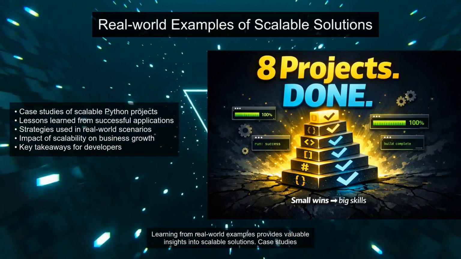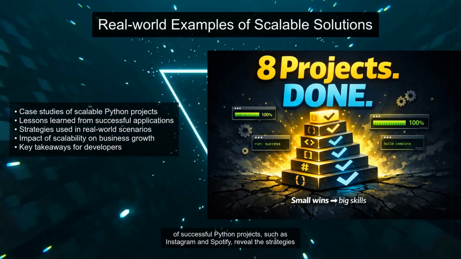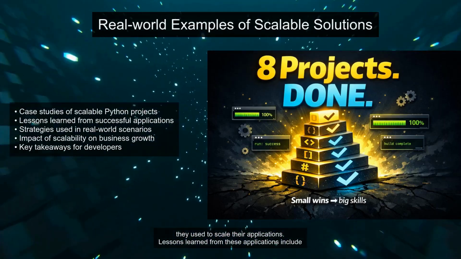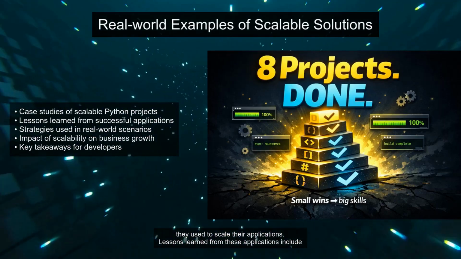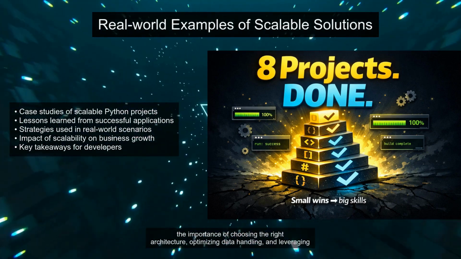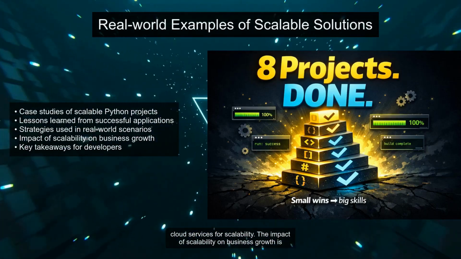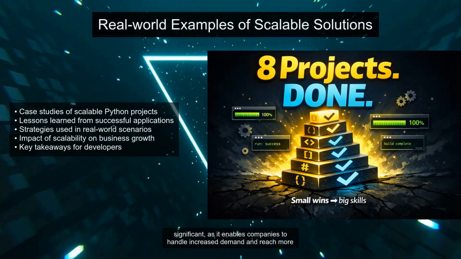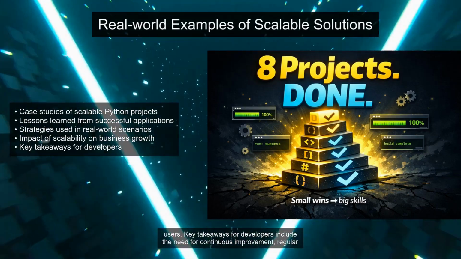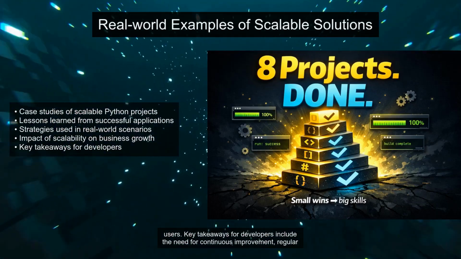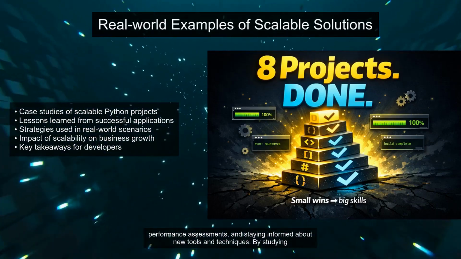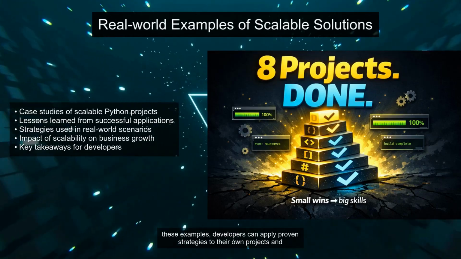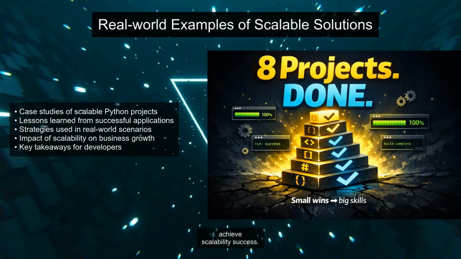Learning from real-world examples provides valuable insights into scalable solutions. Case studies of successful Python projects, such as Instagram and Spotify, reveal the strategies they use to scale their applications. Lessons learned from these applications include the importance of choosing the right architecture, optimizing data handling, and leveraging cloud services for scalability. The impact of scalability on business growth is significant, as it enables companies to handle increased demand and reach more users. Key takeaways for developers include the need for continuous improvement, regular performance assessments, and staying informed about new tools and techniques. By studying these examples, developers can apply proven strategies to their own projects and achieve scalability success.